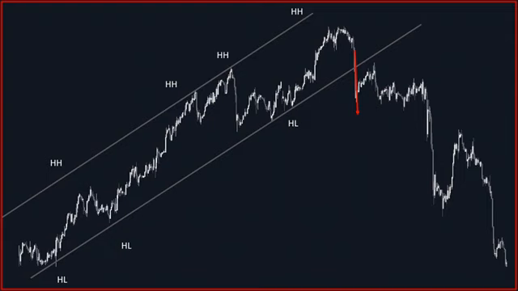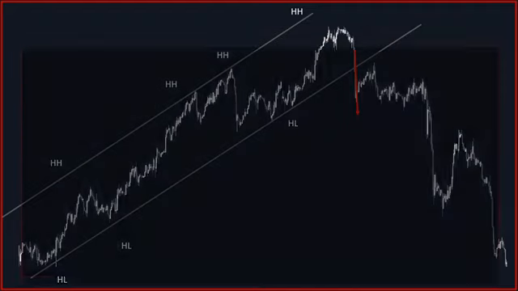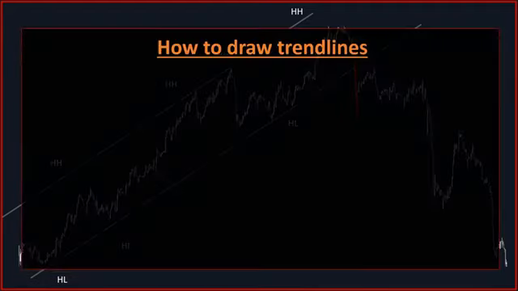Think of it like your GPS recalculating when you take the wrong turn. It's a warning to reassess your direction. For traders, this can be a signal to tighten up stops, close positions, or even start looking for opportunities in the opposite direction. All right, let's dive into how to draw trend lines properly.